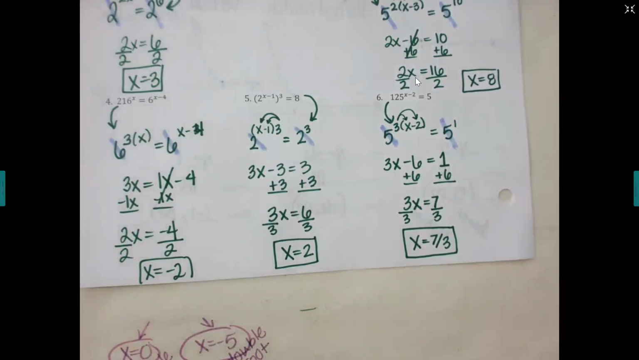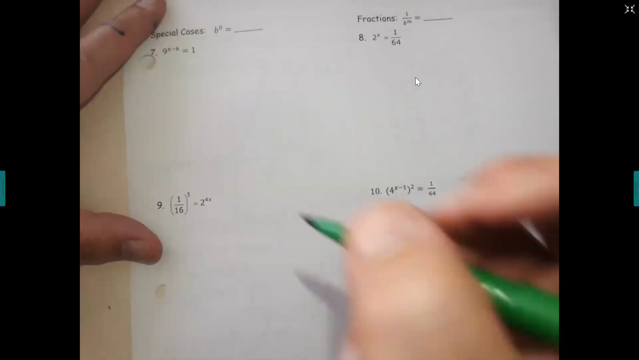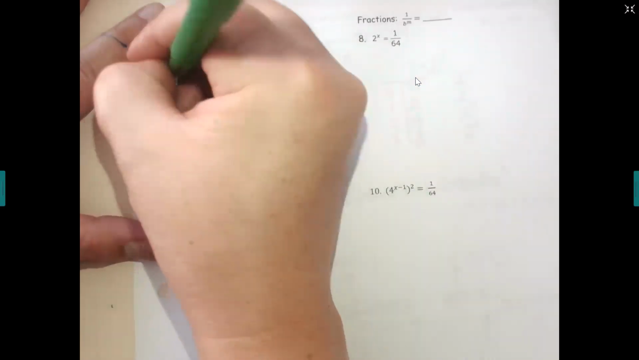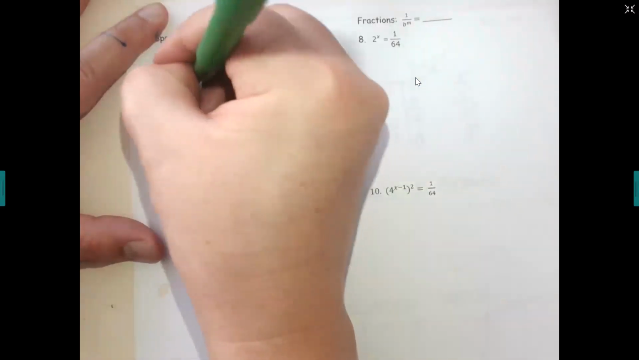There are a couple of special cases that we're gonna look into. So go ahead and turn the page and let's look at number 7. So you have 9 to the x minus 6 equals 1. Okay, and we need both sides to be a base 9. So I'm gonna put 9 to the x minus 6 equals 9 to the what?